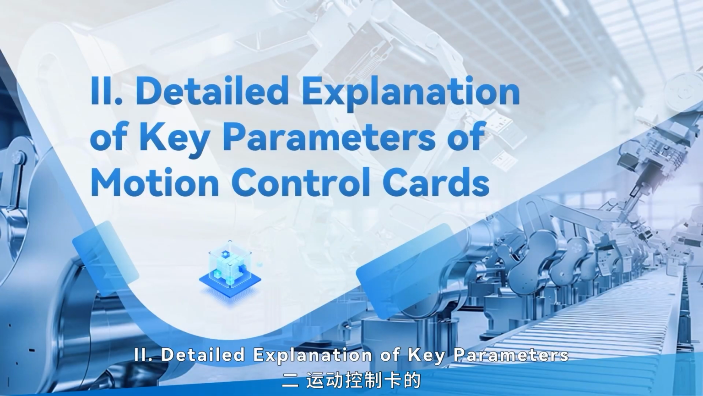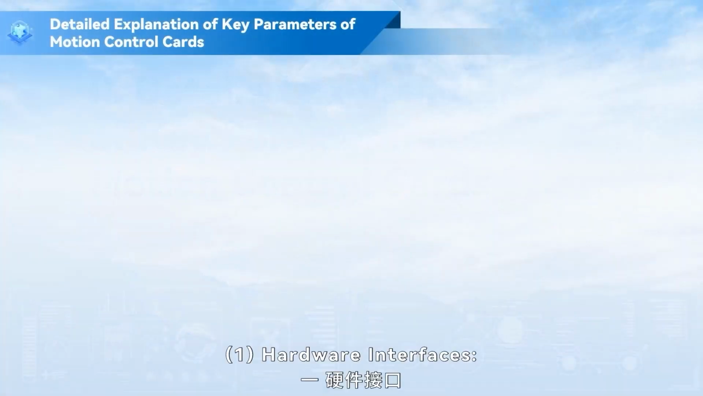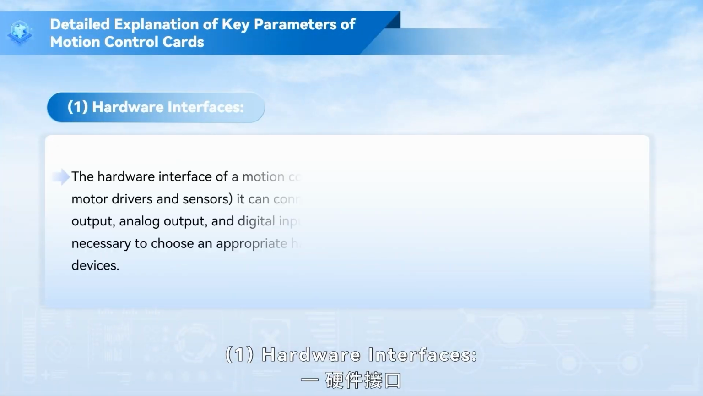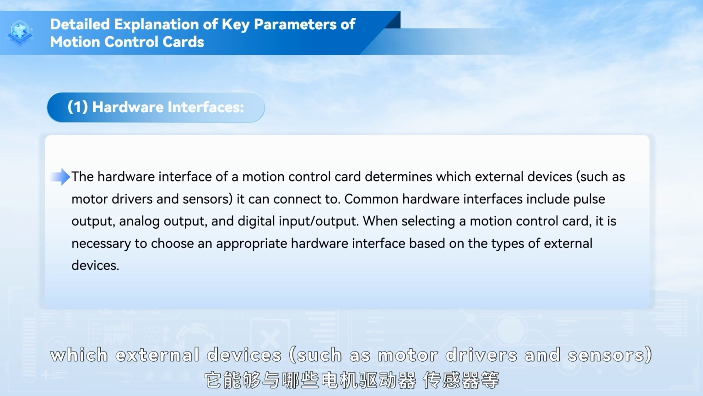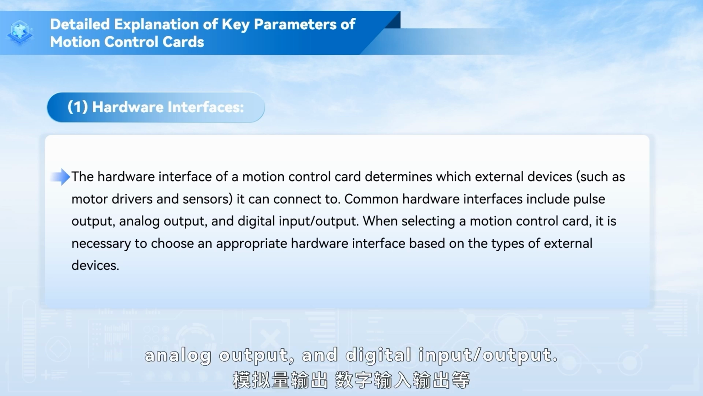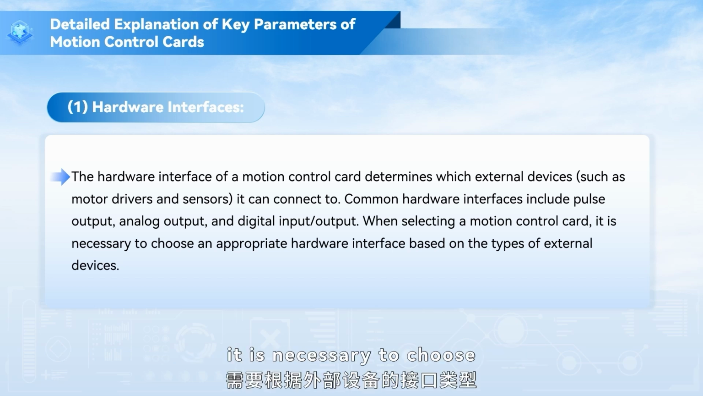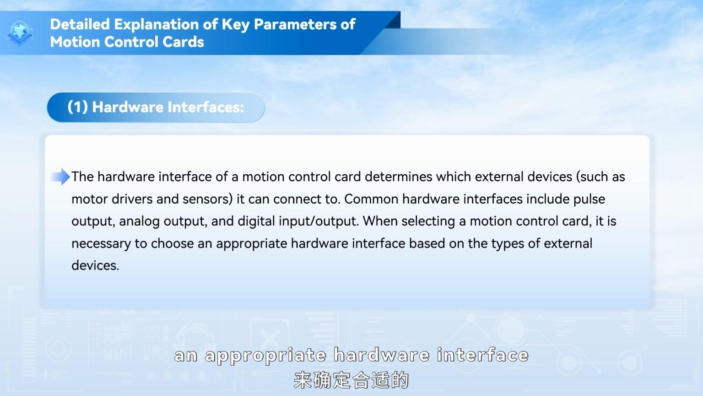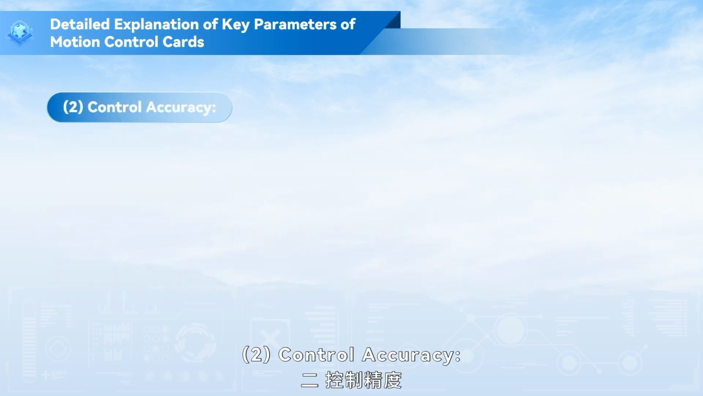2. Detailed explanation of key parameters of motion control cards. 1. Hardware interfaces. The hardware interface of a motion control card determines which external devices, such as motor drivers and sensors, it can connect to. Common hardware interfaces include pulse output, analog output, and digital input-output. When selecting a motion control card, it is necessary to choose an appropriate hardware interface based on the types of external devices.